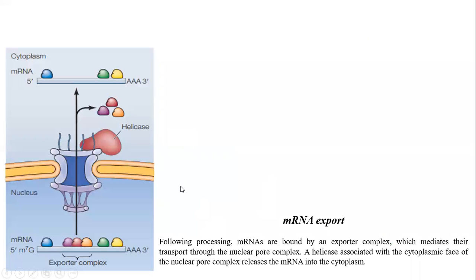Now same thing. So we have got the 5' mRNA cap here. Here poly A binding proteins are there. Now these are the additional proteins. Okay. Now these mRNAs are bound to the exporter complex, which will mediate their transport through the NPC. Now then again, we have got the helicase. So see, we have got the exporter complex, which is bound over here. Then we have got the helicase. Now this helicase will help in removing these proteins, the exporter complex, and it will allow the mRNA to go and get released into the cytoplasm.